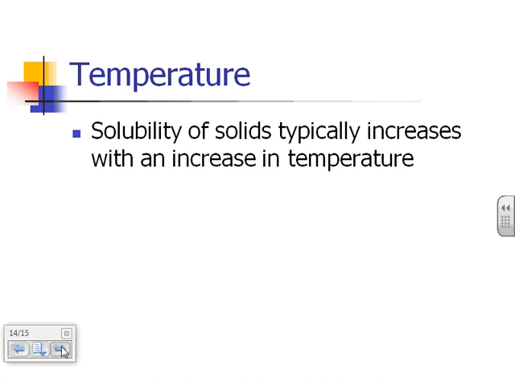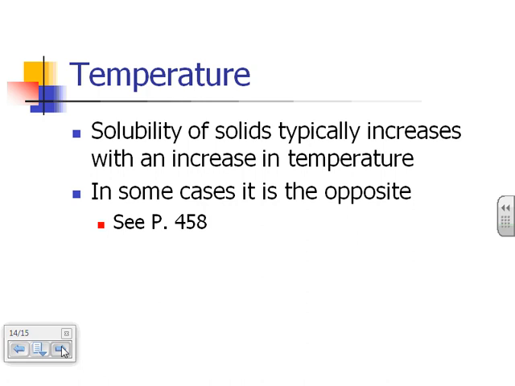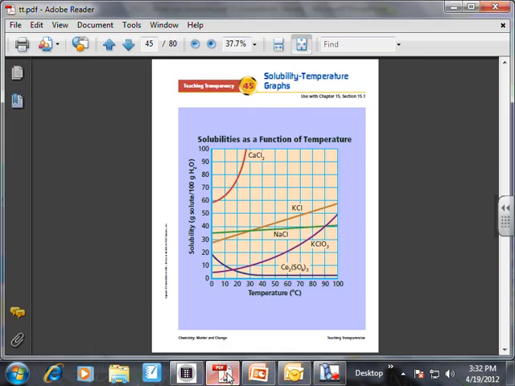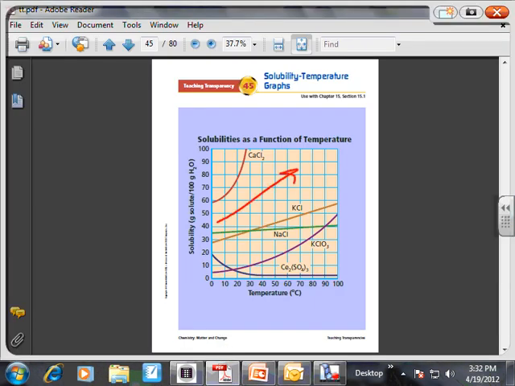Let's take a look at temperature. Solubility of solids typically increases with an increase in temperature. In some cases, it's the opposite. If we look back on our graph here, you can see in most cases it does go up, but in this one case of cesium sulfate, it does go down with temperature.